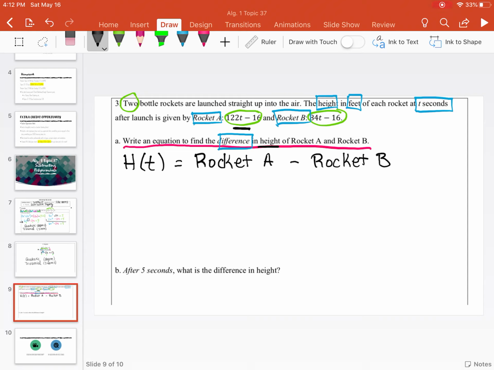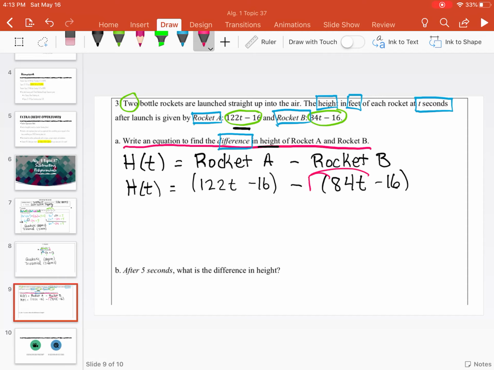Now, since we already know what rocket A and rocket B are, the expressions for them, we can just plug them in. So h of t equals 122t minus 16 minus rocket B, which is 84t minus 16. Here, since we're subtracting, we really have a -1 here that we're going to distribute. So let's multiply that out. H of t is the same thing as 122t minus 16 minus 84t, and -1 times -16 is positive 16.